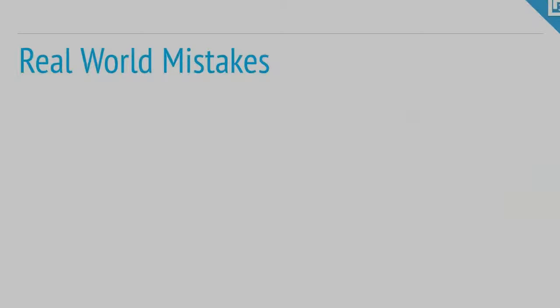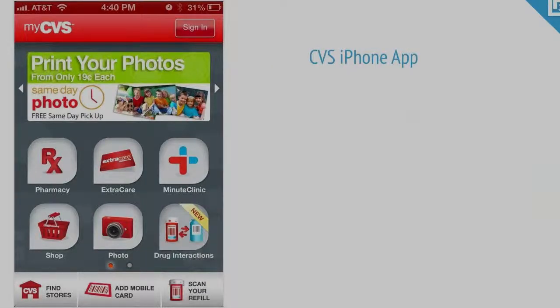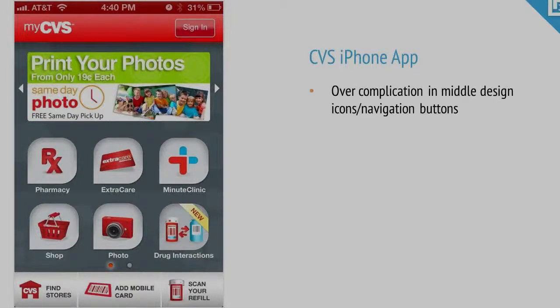Now that I've identified these 5 main mistakes, I'm actually going to take you through my real-world examples. I'm going to start with a very common brand that you see every day, CVS. They have an iPhone application, and it has quite a few problem areas within its visual design. First off, they have overcomplicated icons in their navigation buttons. These icons have a lot of depth and meaning to them, so when they get smaller, it's really hard to see what's going on.